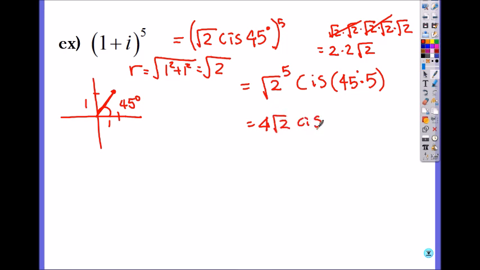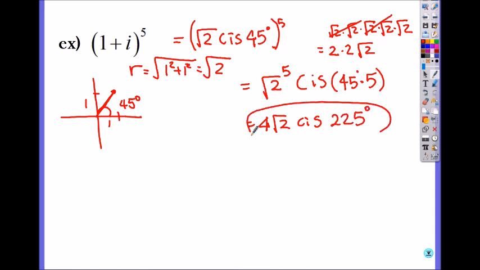4 root 2 cis. What's 45 times 5? This will be non-calculator, guys. What's 45 times 5? 225, because 45 times 2 is 90. So 4 of them will be 180. And for the fifth one, you add another 45. 225.